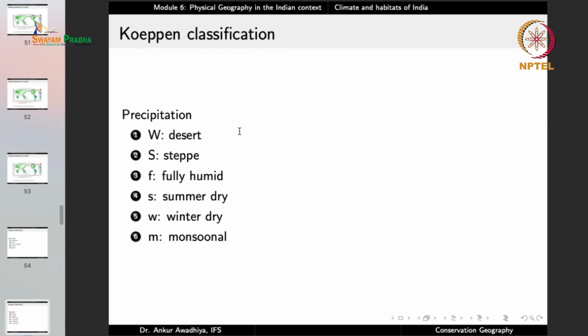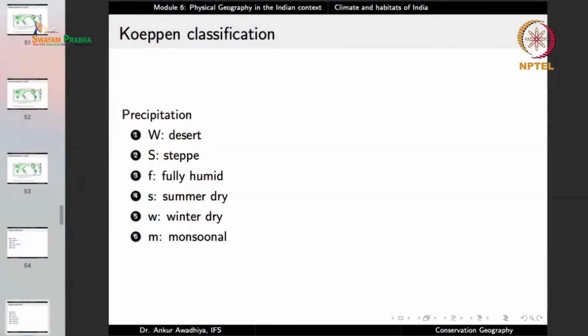Next we have capital S, which is a steppe sort of precipitation. Now steppes are grasslands, and steppe precipitation refers to an area that is semi-arid. So it is not dry enough to become a desert, but it is not wet enough to become a forest. So this is a mostly dry area, but it supports some amount of vegetation in the form of grasslands.